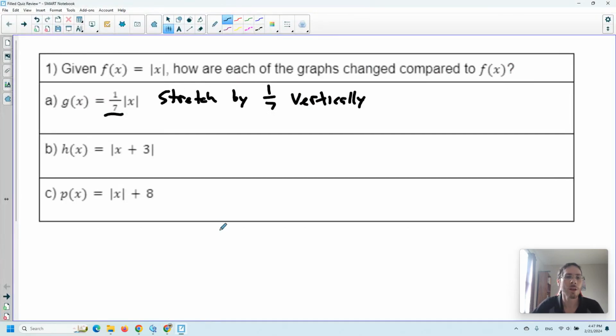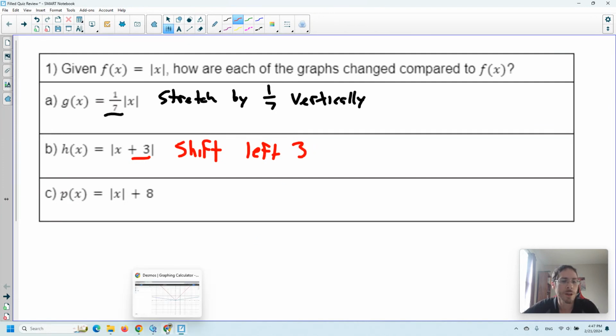So for part B, we have x plus 3. So we see we have the number inside the absolute value. So that means that we're either going to go to the left or to the right. So we're going to choose one of those. And inside is the opposite. So it looks like we should be going to the right. So we're actually going to go left. So we're going to shift left 3. And again, we can double check that.